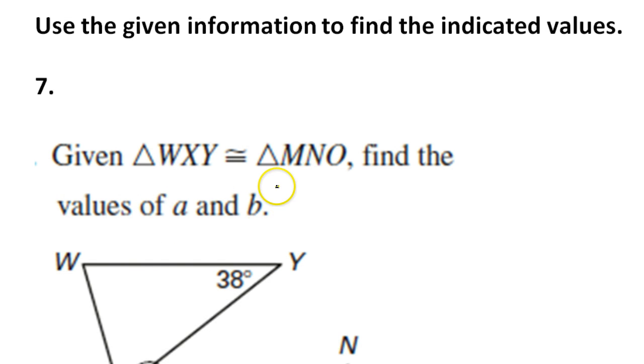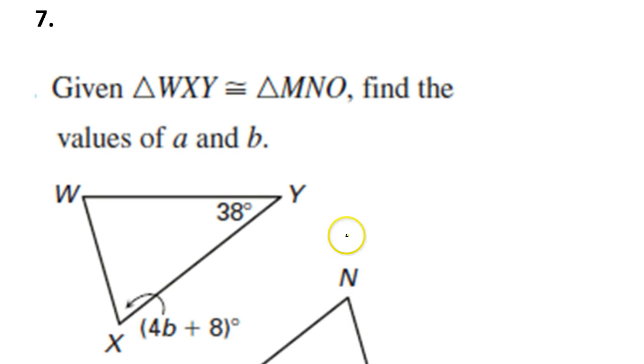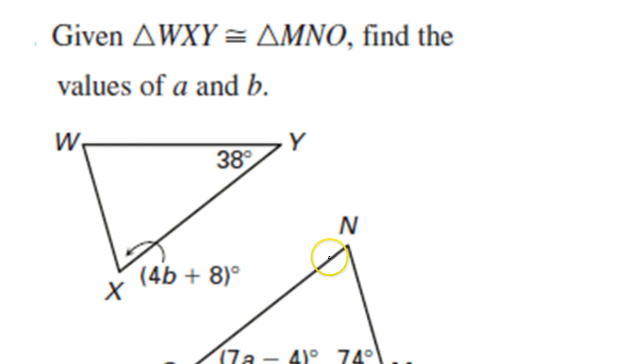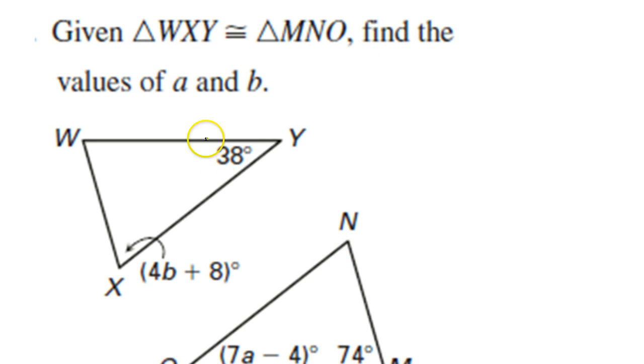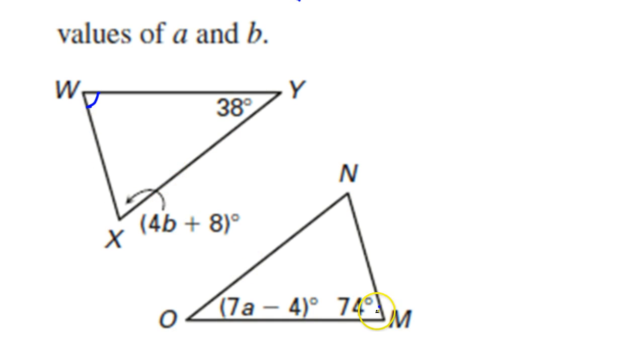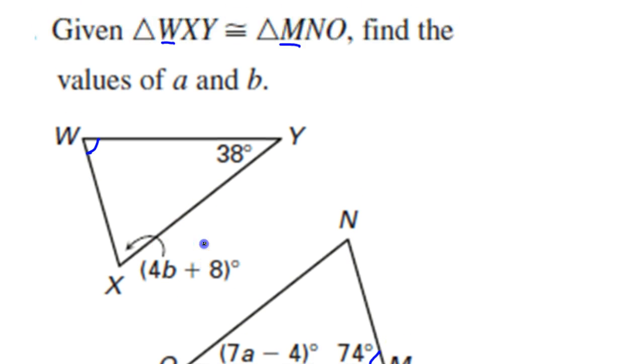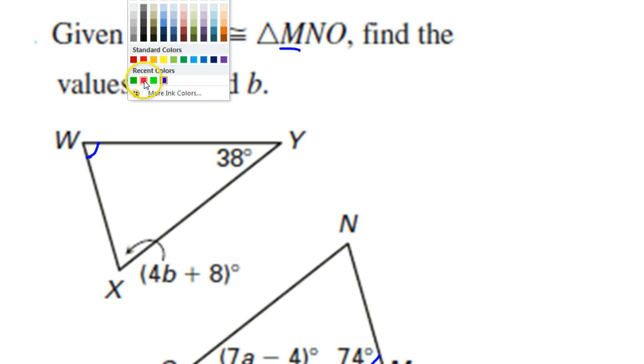Now in number 7, we're supposed to use the given information to find some indicated values. So these two triangles are congruent, and let's be specific. So see that W is congruent to M. Okay, so let me mark those to make it clear. The W and M go together. And let's mark some more.